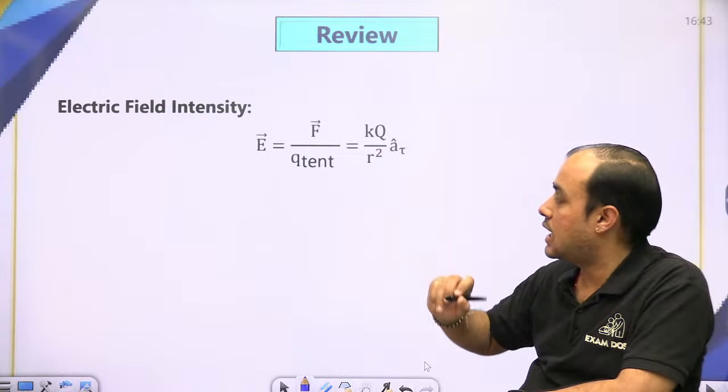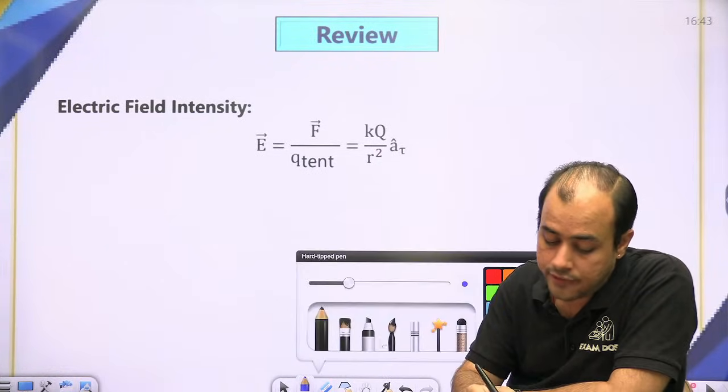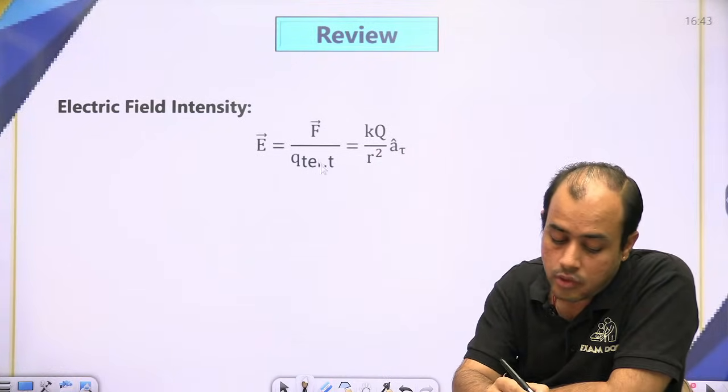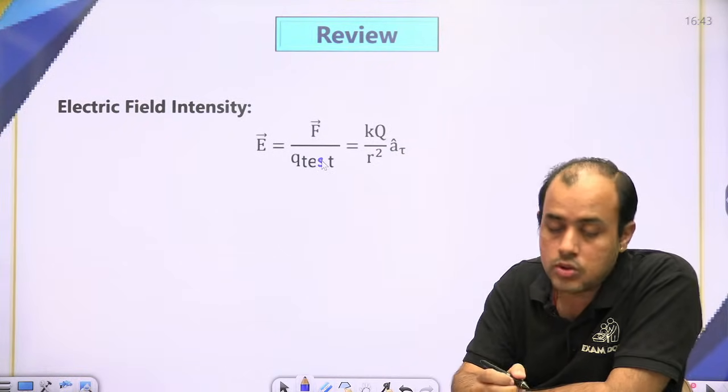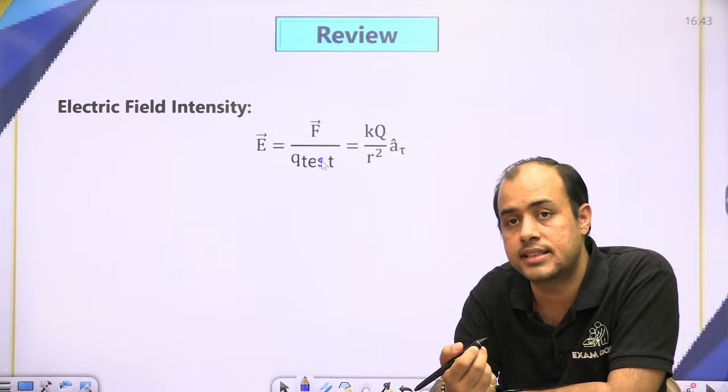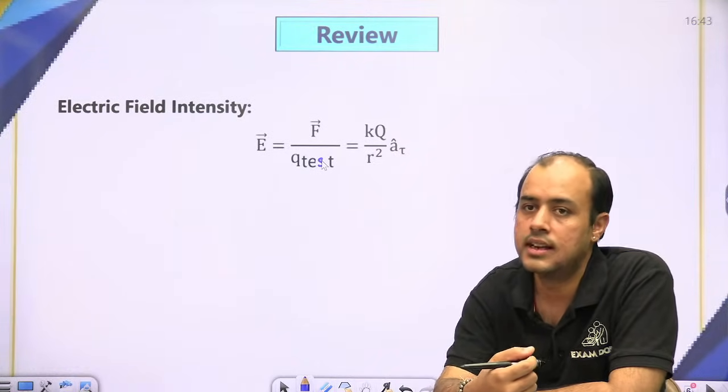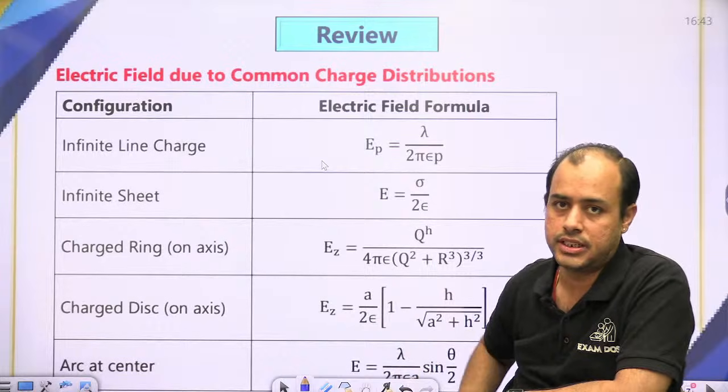Now this was the electric field, that is the force per unit test charge. What was the meaning of the electric field? The region around a charge in which another charge will experience a force. So it is in the radial direction.